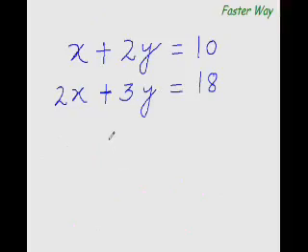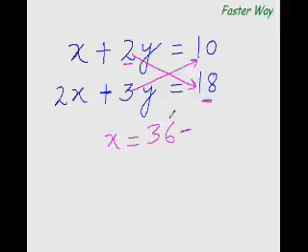Now to find the value of x, all you need to do is multiply this number with this number like this, and then subtract from it the product of this number and this number. So 2 times 18 is 36 minus 3 times 10 is 30. Now this is the numerator.